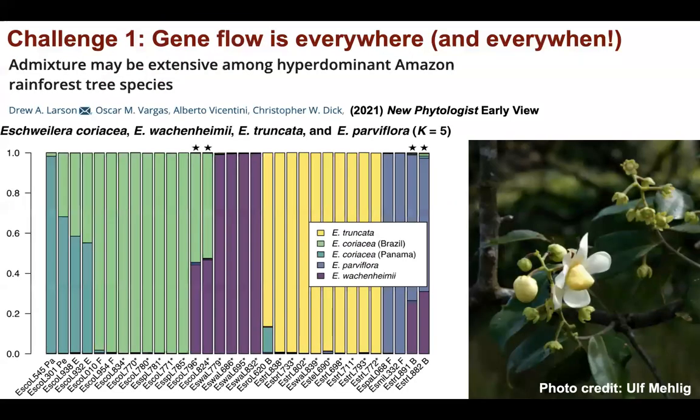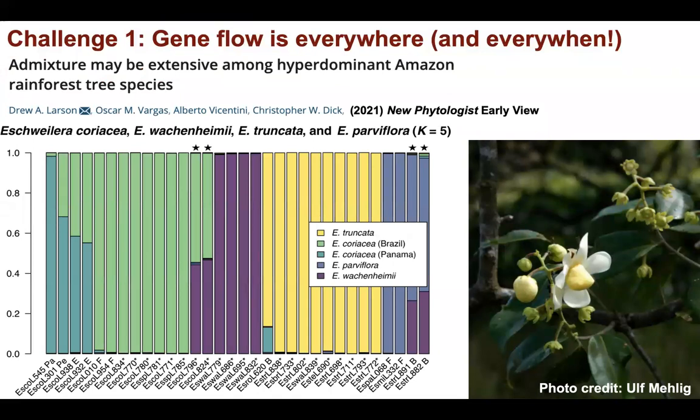Okay, the first challenge is that there's gene flow everywhere. Now, we've always known that plants were good at hybridizing, but now we know that all organisms are good at hybridizing. So there's gene flow everywhere and every when, all through time, really. And I'm going to show you a couple of examples of this from recent work.